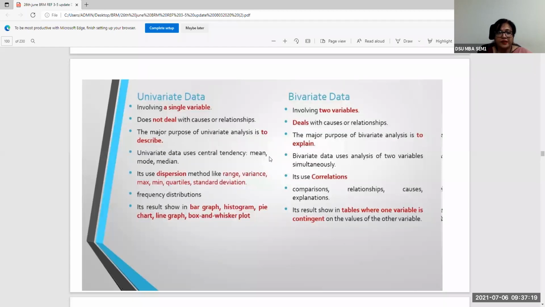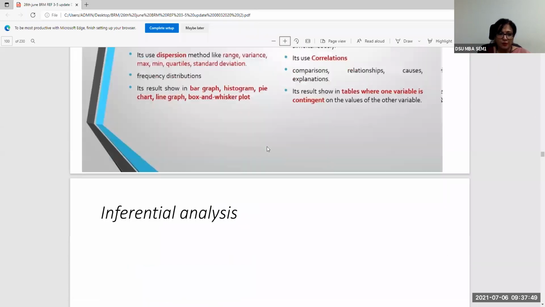The other thing that you can do with bivariate data is to use the two sets of data to understand which is actually correlated with which one. So it would involve relationships, comparisons, causes, explanation. The bivariate data, most of the time, the basic way in which we see the data is in the form of a cross tabulation. And when you want to also depict it in visual forms, it is also possible.